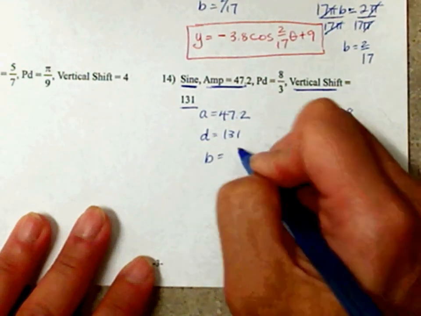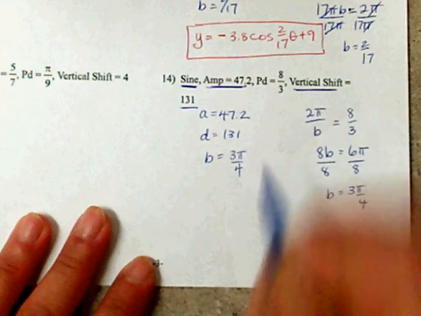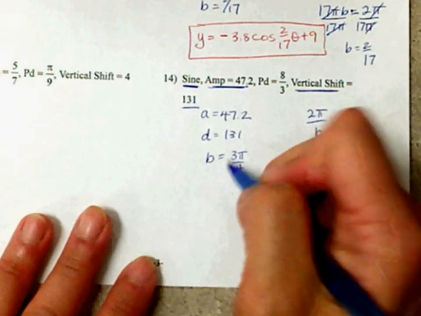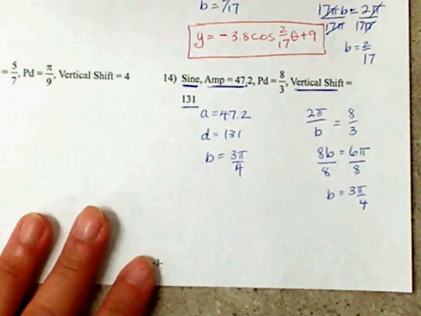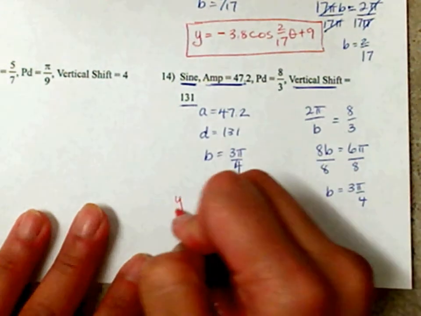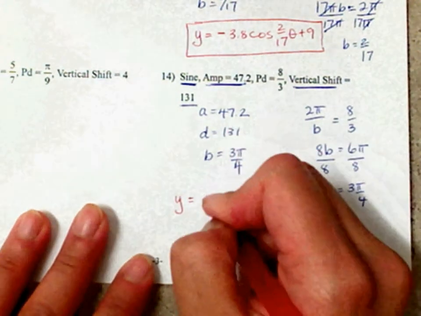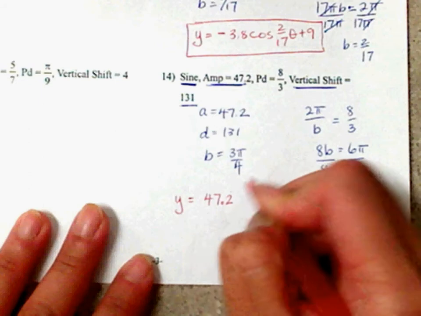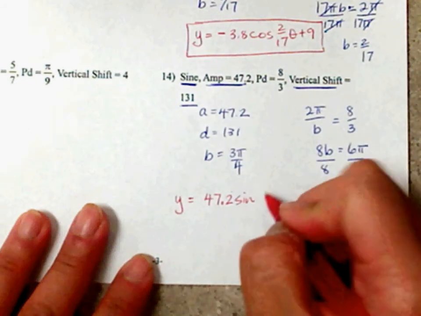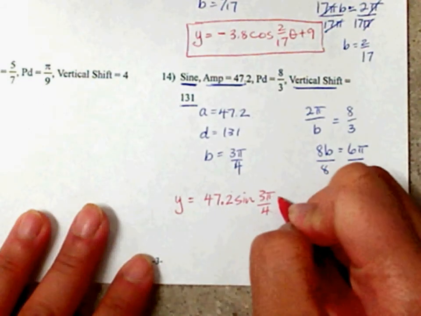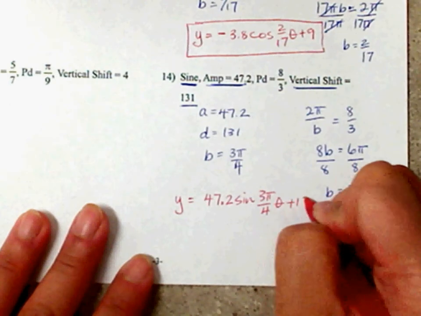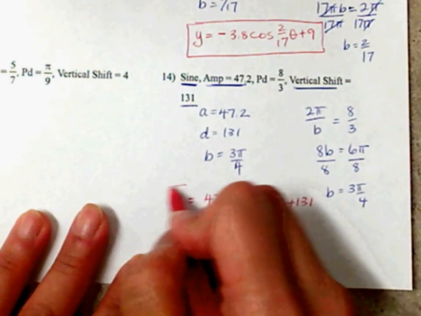Okay? Have all that information. Now you can write your equation. Y equals your A, 47.2, sine of 3 pi over 4 theta plus 131. There you have your solution. Okay?